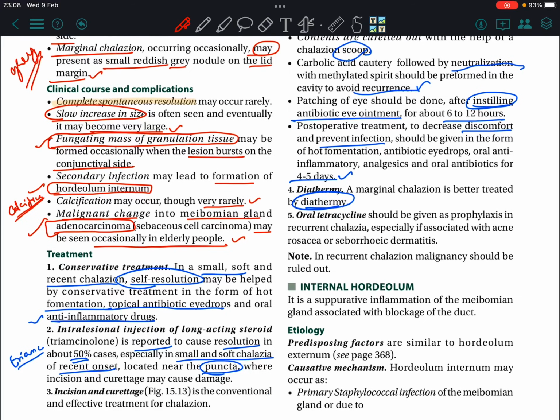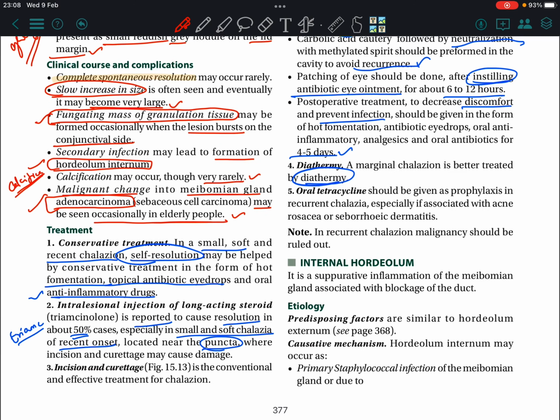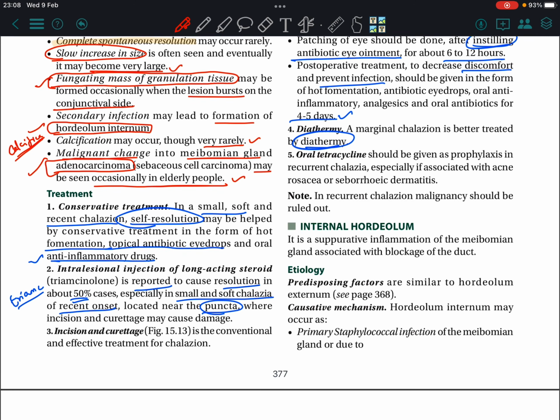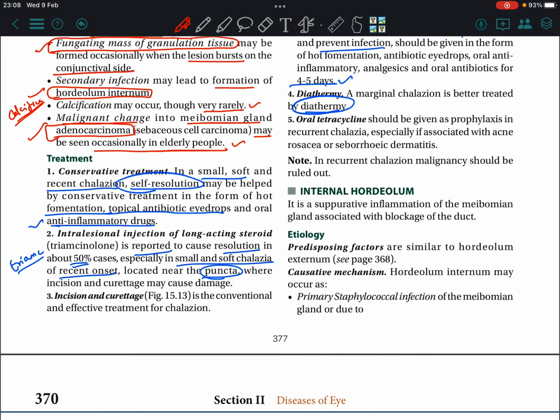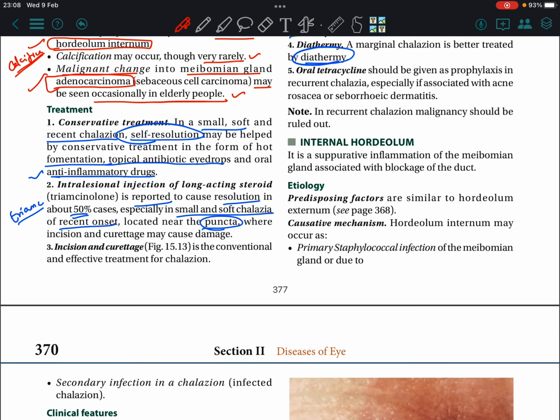Clinical course and complications. Complete spontaneous resolution may occur rarely. Slow increase in size is often seen. Eventually, it may become very large, a fungating mass of granulating tissue. Secondary infection may lead to formation of hordeolum internum. Then calcification may occur, though very rarely. Malignant change into meibomian gland adenocarcinoma may occur.